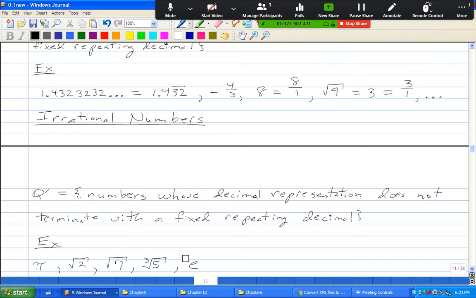And in general, the root of any non-perfect power is going to be irrational. So the cube root of 5 is irrational because 5 is not a perfect cube. Later on in the course, we'll introduce a number, e, and it turns out that that number is also irrational.